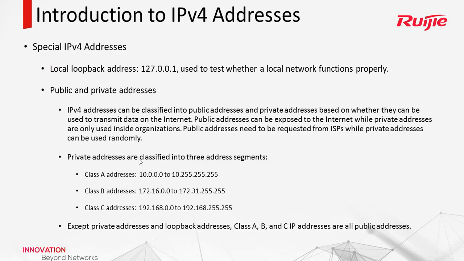Okay. Besides the special IP address, you should also remember that in networks we have public and private addresses. You need to apply to your ISP for a public IP address. But if you just want to use the IP address for your inside network, you can choose a private IP address. We have three kinds of private IP address: Class A, Class B, and Class C.